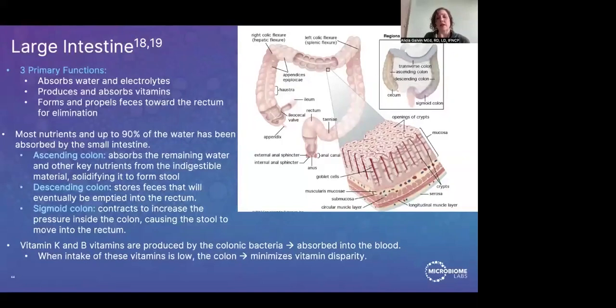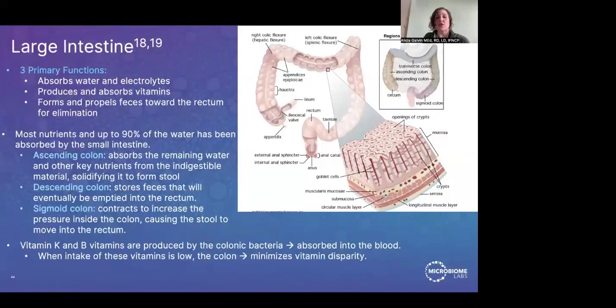And by the time everything gets to the colon, about 90% is going to be absorbed. So it's really just about absorbing that remaining water and then helping with the propulsion of those feces and that solid waste out into the rectum and then for elimination.